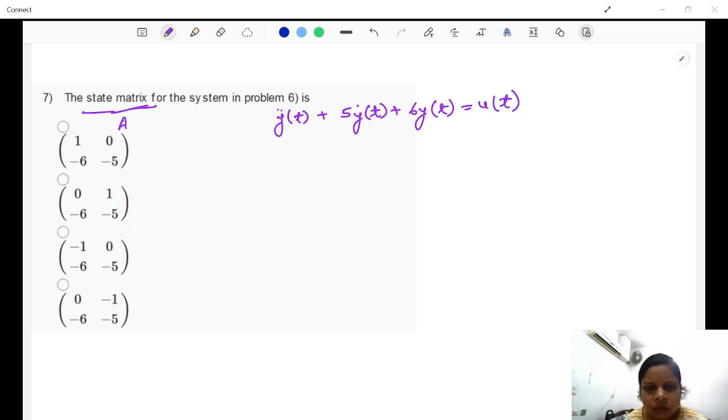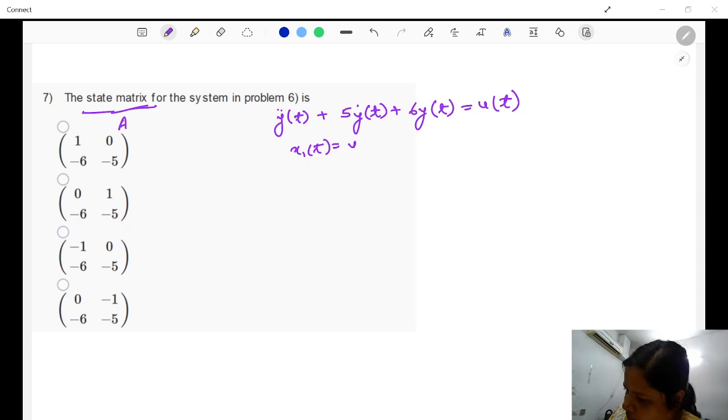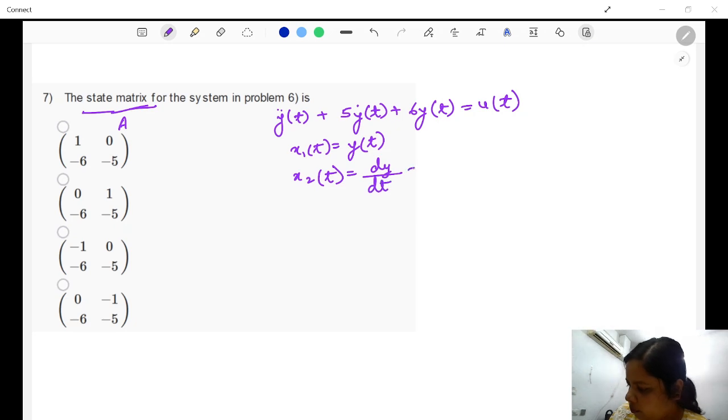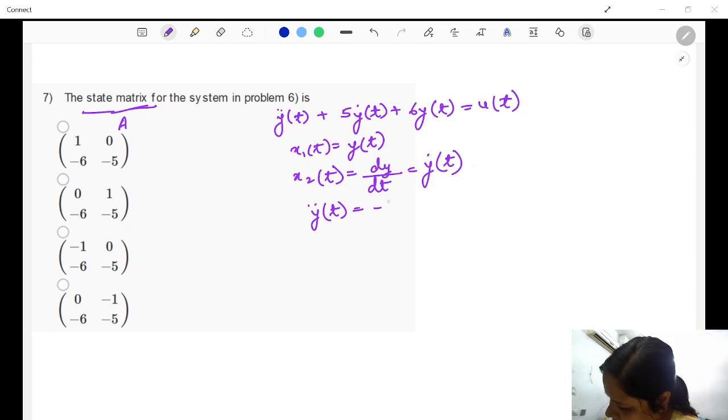X1 of t is equal to y of t, madam. Right. X2 of t is equal to dy by dt, y dot. Then y double dot t is equal to d square y by dt square. Just a second, I'll make this complete thing over here. 5 y dot t, minus 6y t.